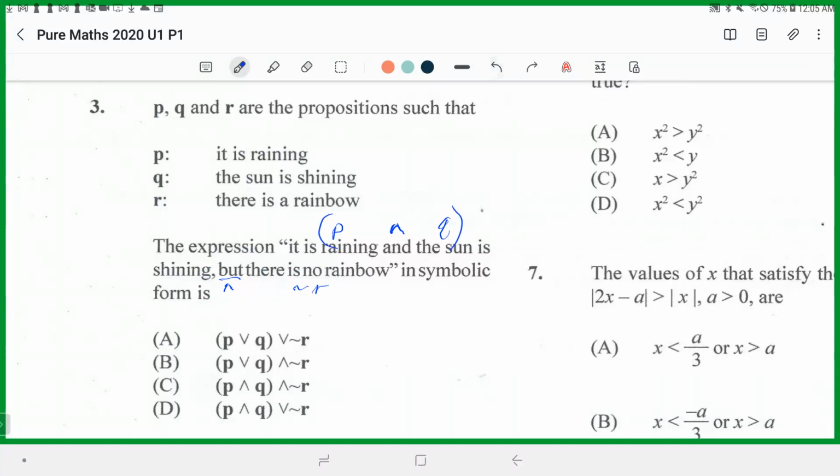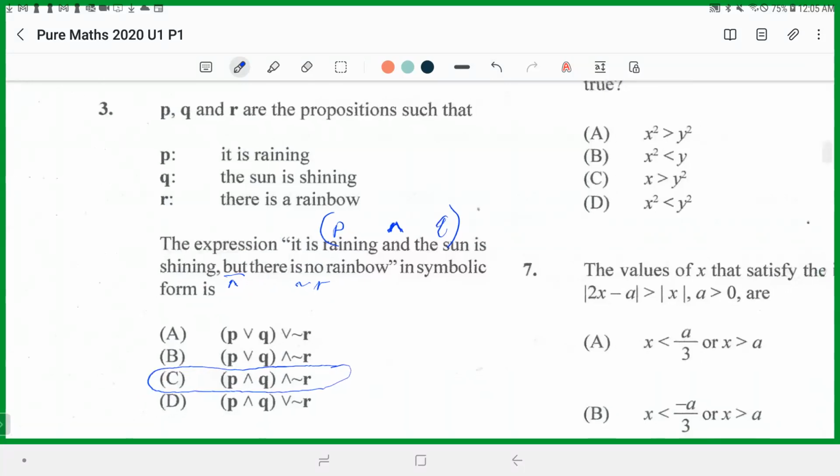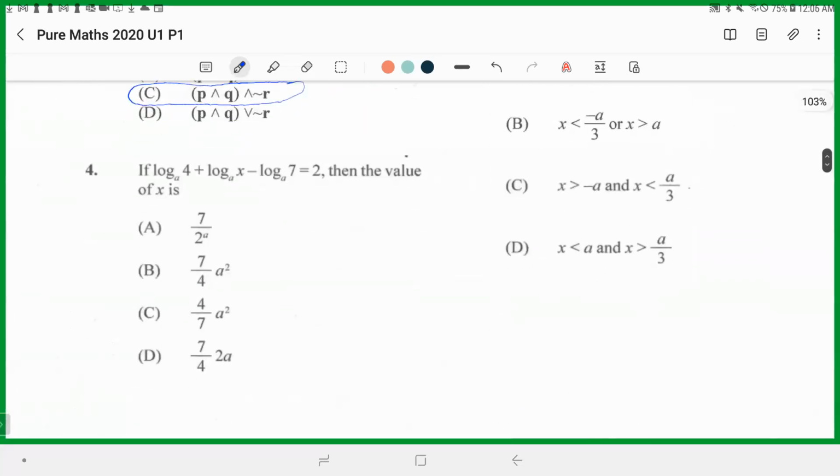So that's what you're looking for. So P and Q and not R. So the answer is this one. P and Q and not R. So but really means and in this case. All right? But really means and. All right. Next one.